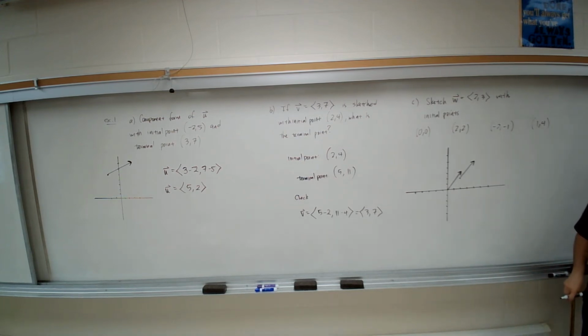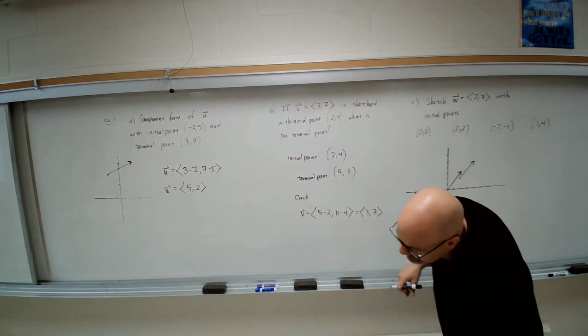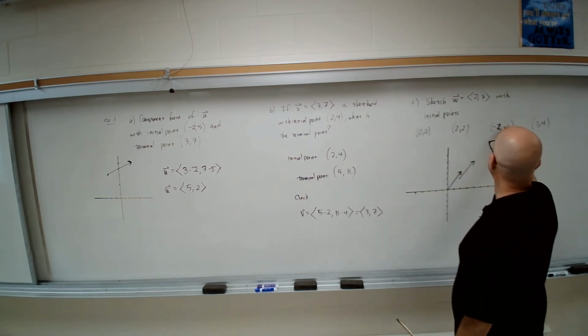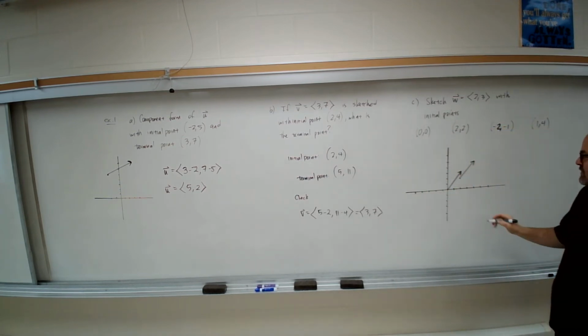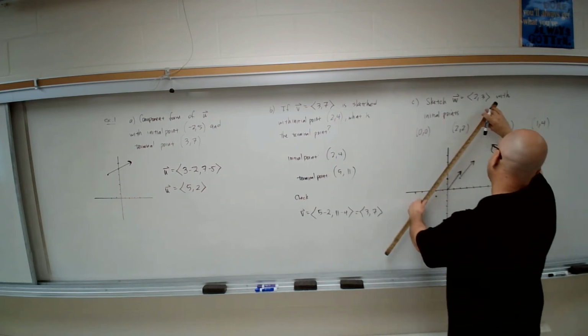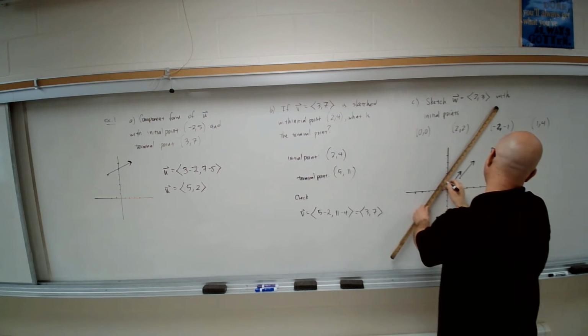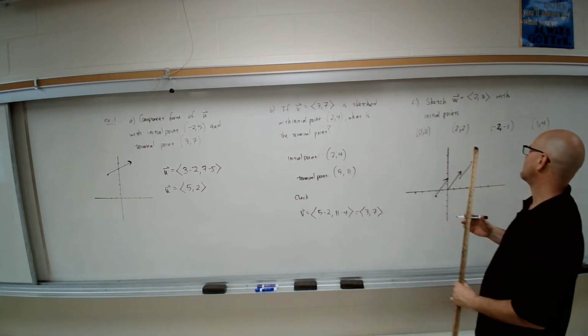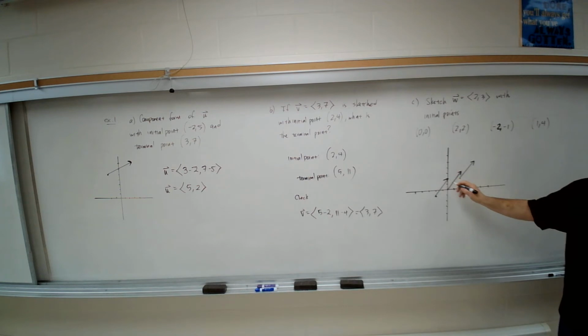Hopefully they look parallel and the same distance. They should be the same length, the same magnitude, and they should have the same direction. We'll talk about how to do angular direction next week. If we start at (-2, -1), we're still going over 2 and still going up 3. So it's going to look like that.